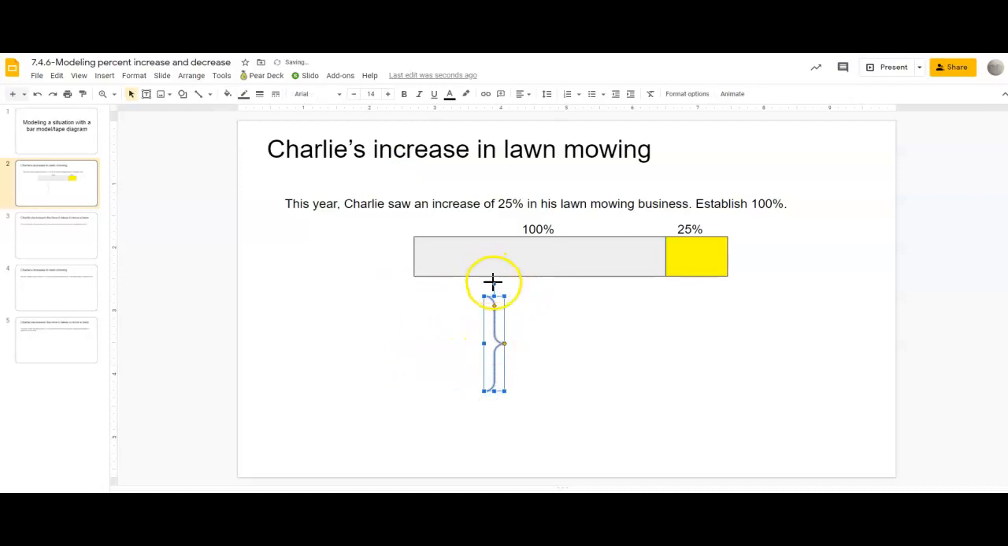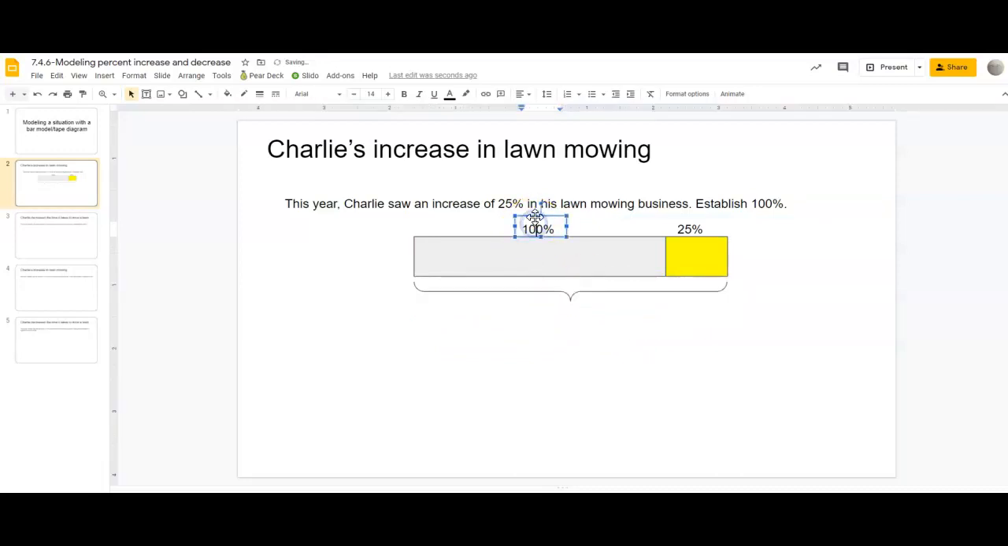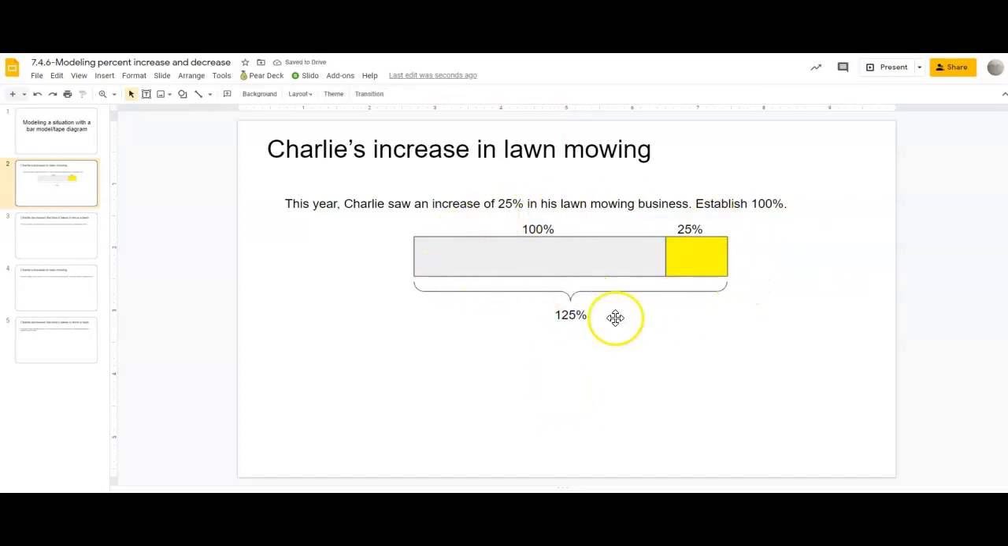So I'm going to start here. I'm going to get this and rotate it around. If you hold the shift key, then it rotates in nice numbers, right? Now I'm going to drag this down here, and I'm going to call this 125%. So the total is 125% of the original. If my original business had 25 lawns that I mowed, then I would be taking 25% of that amount and increasing it. Okay? So let's look at another example.